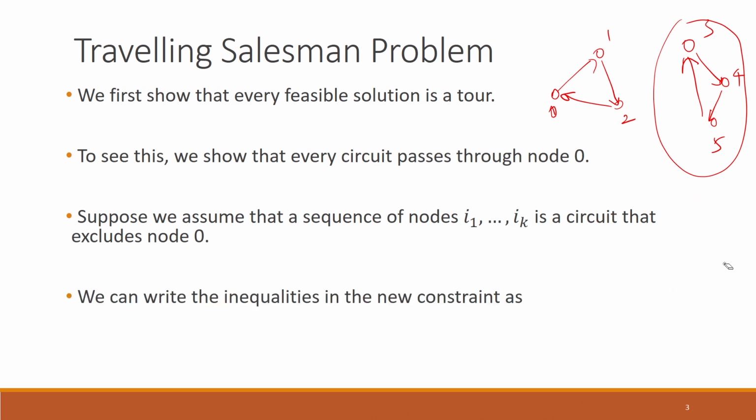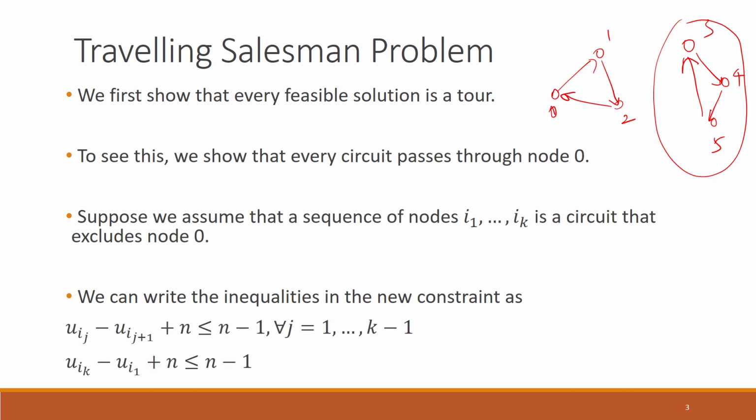Now let us assume that a sequence of nodes I1 till Ik is a circuit that excludes node 0. So, we can now write the inequalities that we have in the new set of constraints as follows. Since we have nodes I1 till Ik, we will get this first set of constraints here, where we have u_Ij minus u_Ij+1 plus n less than or equal to n minus 1 for all j going from 1 till k minus 1. So, for example, if suppose we had nodes I1, I2, I3, okay. Then for nodes I1, I2, we will be having this equation that u_I1 minus u_I2 plus n is less than or equal to n minus 1.